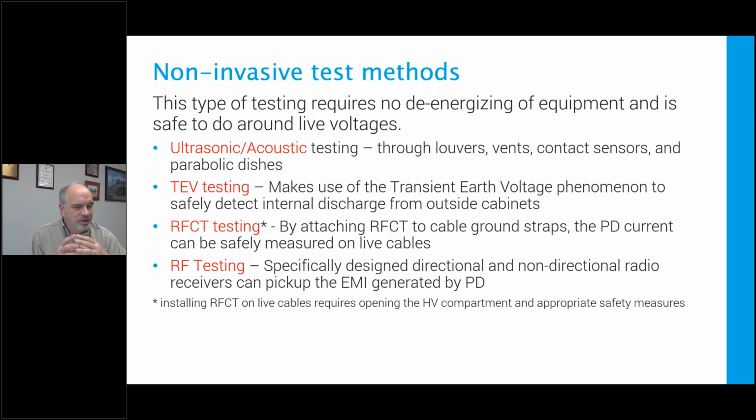And the last is radio frequency testing. So if I've got a radio receiver, I can pick this up. Now, these things are not generating great radio signals, but if I have a sensitive receiver, I have a directional receiver, I can tune it to wideband or narrowband in the UHF band or the VHF band. I can play around with that and pick up this electromagnetic interference that's generated by the PD. So these are the methods we're going to talk about.